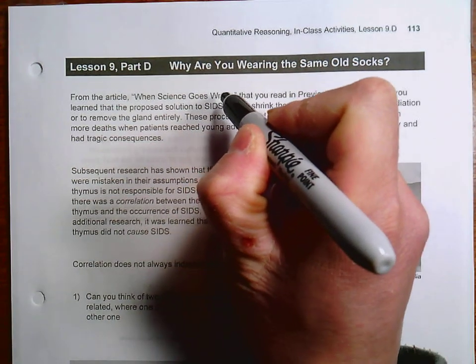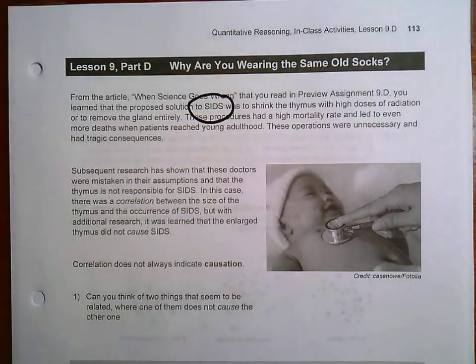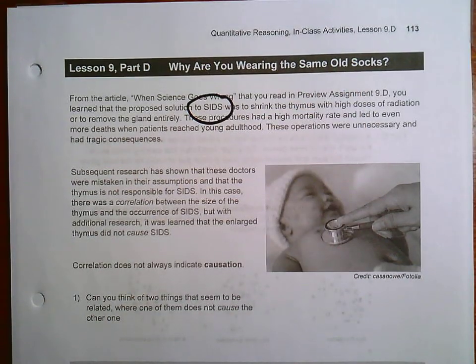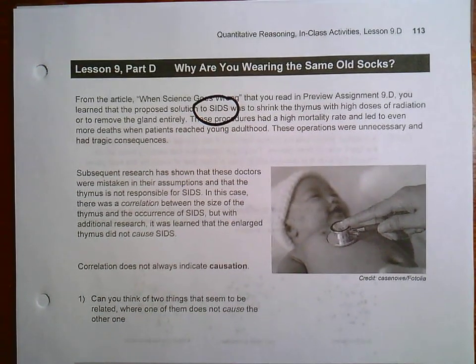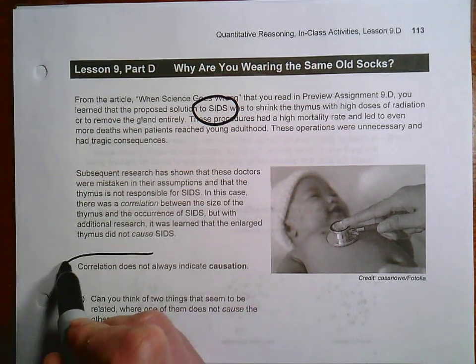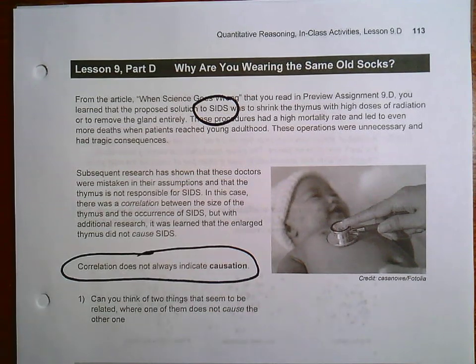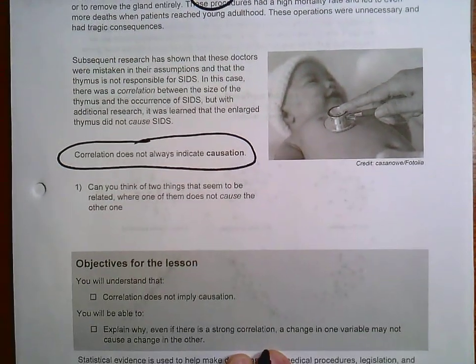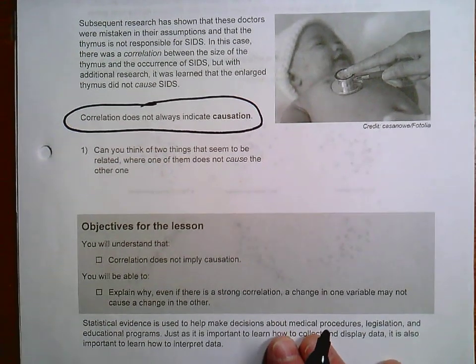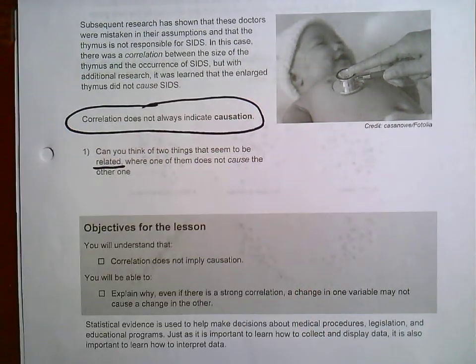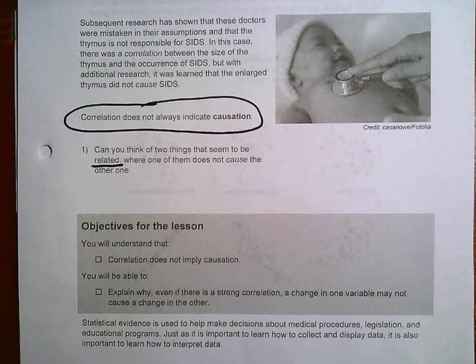So you read in the preview assignment that little article about SIDS and some of the incorrect conclusions that were drawn here. So this is one of the big pieces here. Correlation does not always indicate causation. So they ask you right off the bat, can you think of a couple of things that seem to be connected, right? So they're related, but one of them doesn't cause the other one.